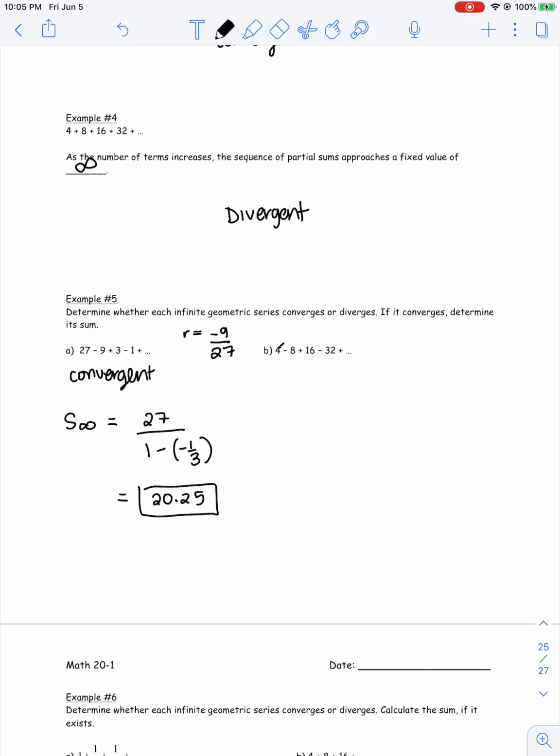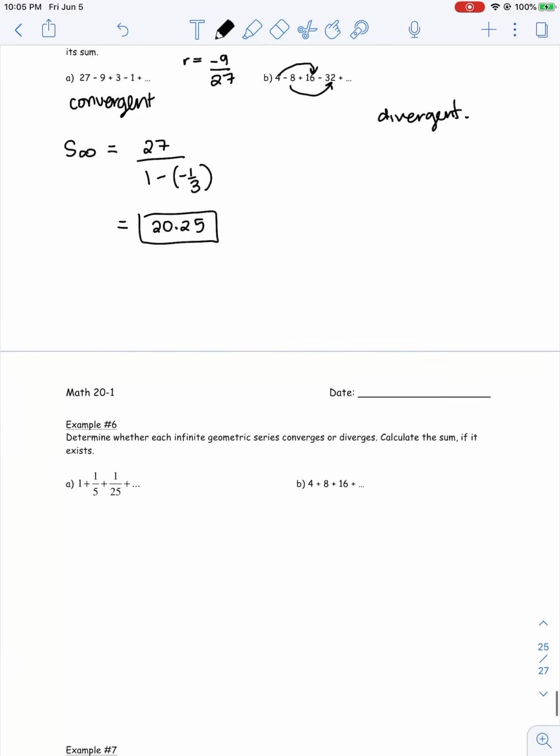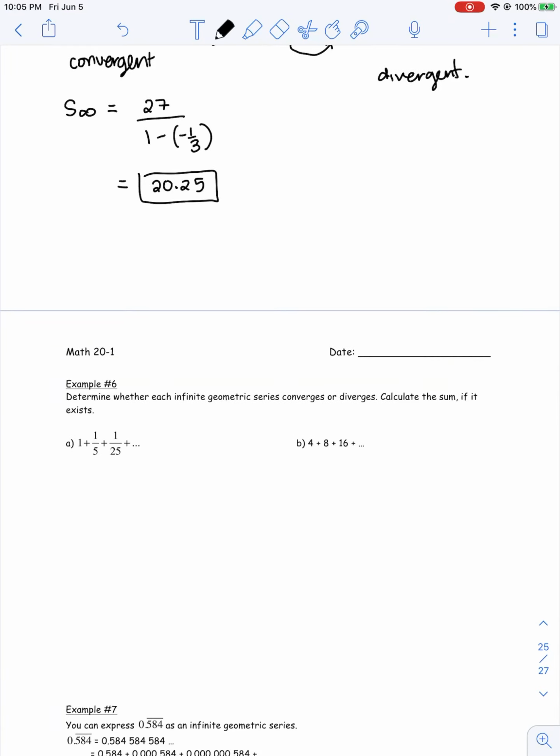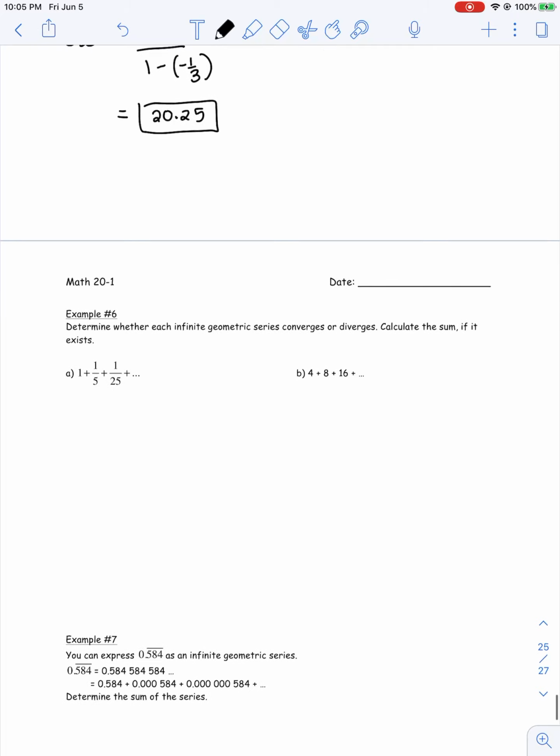Our next case, if you look at it, the positive numbers increase and the negative ones decrease. So this means that it is divergent. It's never going to approach an actual sum, a constant value. The sum is not going to approach a constant value.